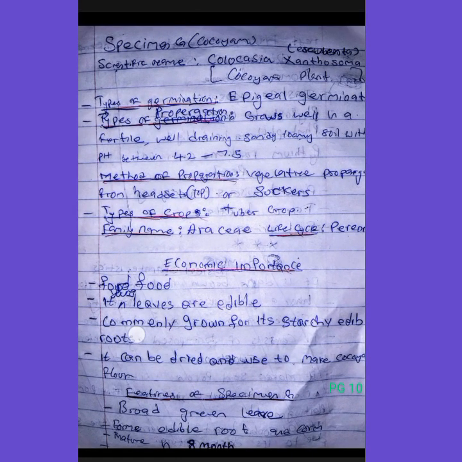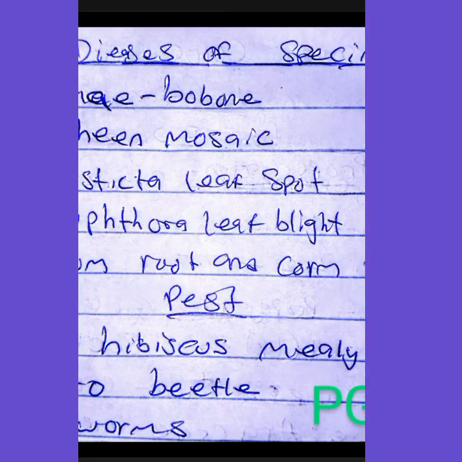The family name is Araceae, while the life cycle is a perennial crop. The economic importance is for food; the leaves are edible, and it is commonly grown for its starchy edible roots. It can be dried and used to make cocoyam flour. The features of specimen G: it has a broad growing leaf. It forms edible roots and corm, and it matures in 8 months.